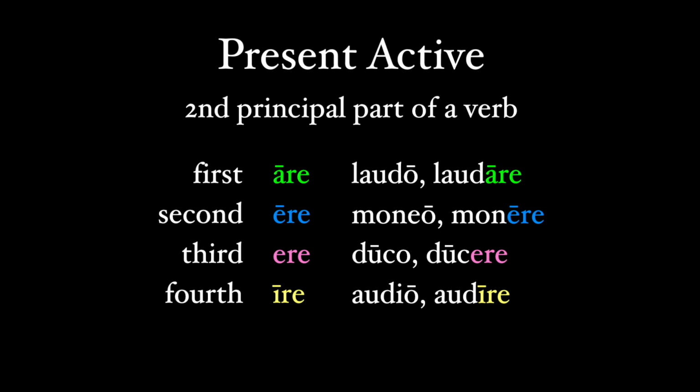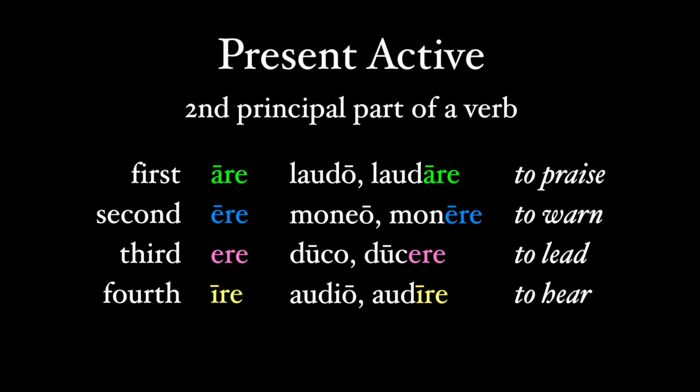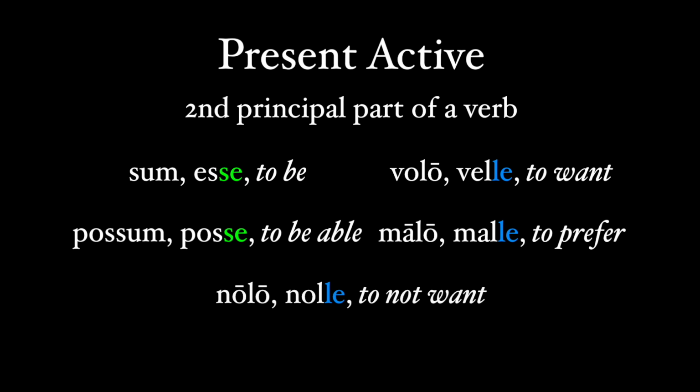This vowel is the thematic vowel for each verb group, and this variation is indicative of the differences in conjugations between each verb. And we translate present active infinitives with the standard "to" plus the meaning of the verb. To praise, to warn, to lead, to hear. There are also verbs that have a present active infinitive which doesn't end in -re, and you could call these irregular, like sum, esse, or possum, posse, volo, velle, etc. In all of these, though, the second principal part is the present active infinitive, despite what it looks like. Esse, to be, posse, to be able, velle, to want.